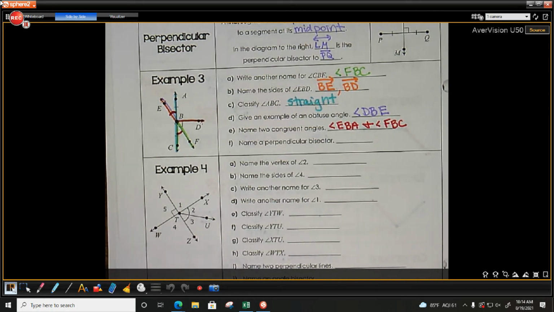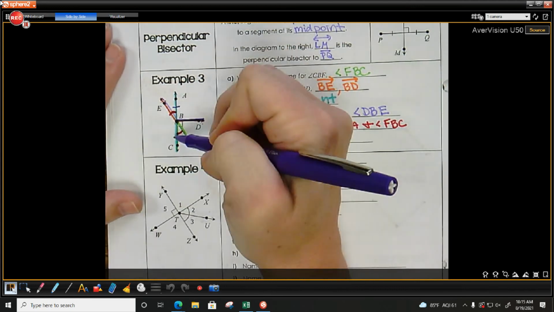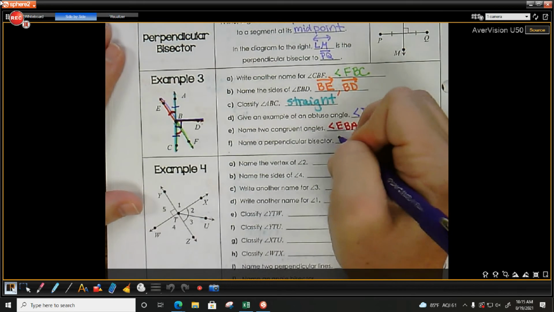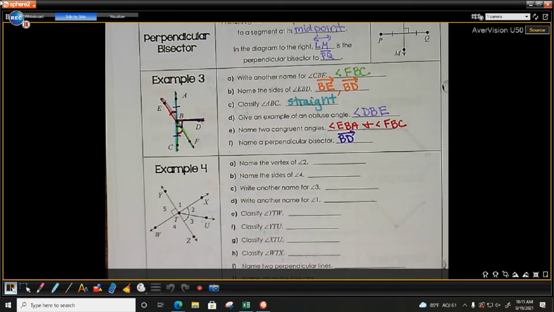Okay, name the perpendicular bisector. So where do I see a line segment or a ray that's cutting another line into 2 congruent pieces and it's perpendicular? BD, very good. Do we see that these 2 pieces right here are congruent? Do we see that we have a 90-degree angle? That means ray BD is my perpendicular bisector. Good?